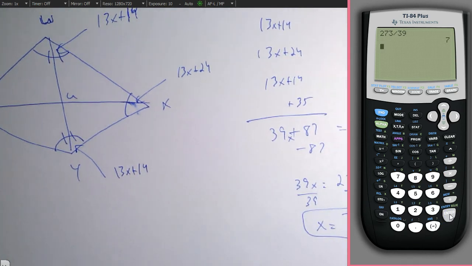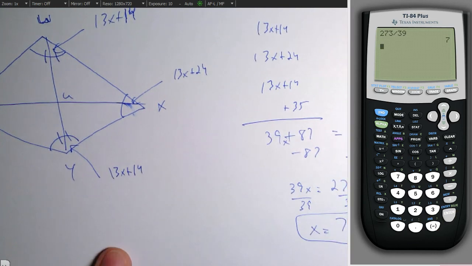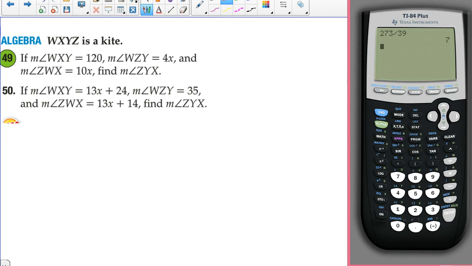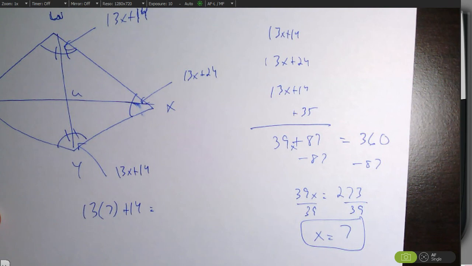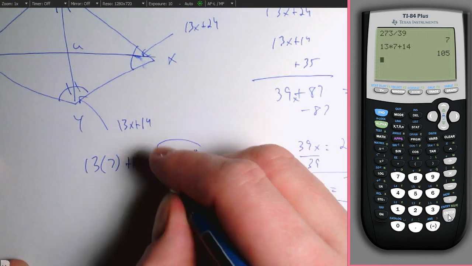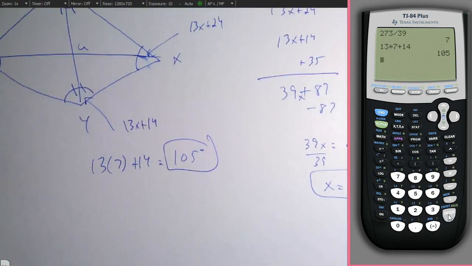Okay, and now the actual problem calls for us to find the measure of angle ZYX. Well, ZYX is the same thing as WXY, so 13 times 7 plus 14 is 105 degrees. And there we go. So, again, I apologize. Both these are kind of long total, but that's kites and that's trapezoids.